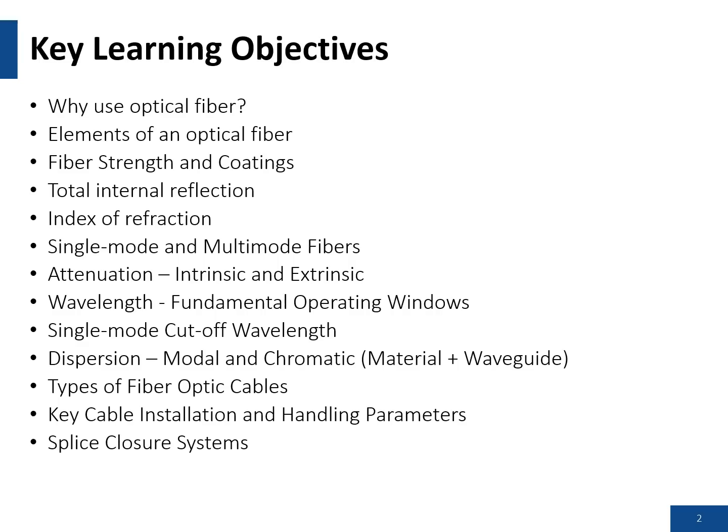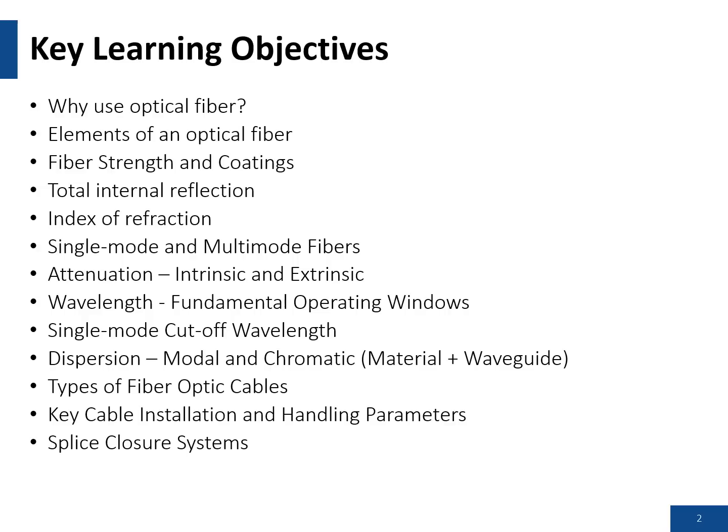The key learning objectives are why to use optical fiber, what the elements of an optical fiber are, strength and coatings of fiber, a phenomenon known as total internal reflection, index of refraction. We're going to discuss the differences between single-mode and multi-mode fibers very briefly. We're going to talk about attenuation, which is the loss of fiber, the intrinsic and extrinsic types of loss. We're going to go over the different fundamental operating windows or wavelengths. We're going to talk about single-mode cutoff fiber wavelength.